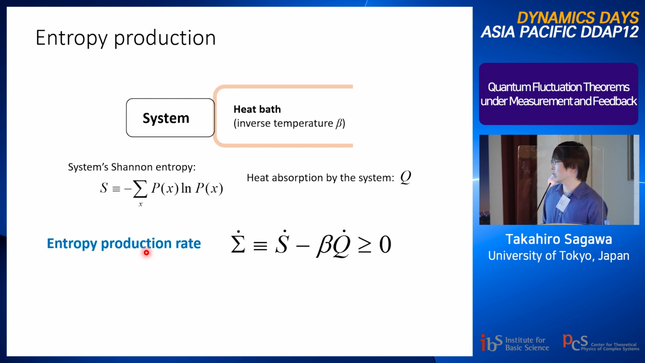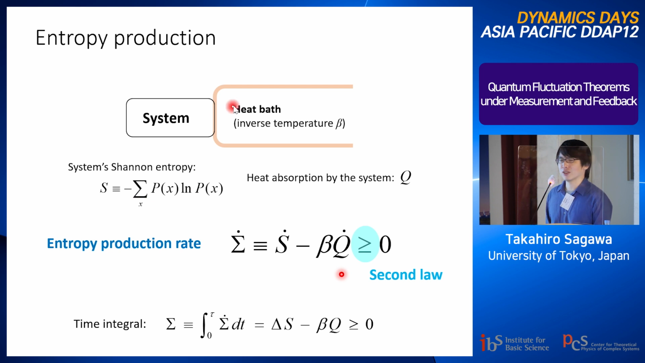Instead of that, we can introduce a concept called the entropy production. Entropy production is given by the difference between the system's Shannon entropy change and the heat flow from the heat bath to the system. This is the definition of the entropy production, and it can be shown that this is always non-negative. And this is the second law of thermodynamics. In the special case that the initial state of the system is in thermal equilibrium, like the Gibbs state, this entropy production reduces to the work and the free energy. So in that sense, this is a slight generalization of the previous scenario to more non-equilibrium situations.